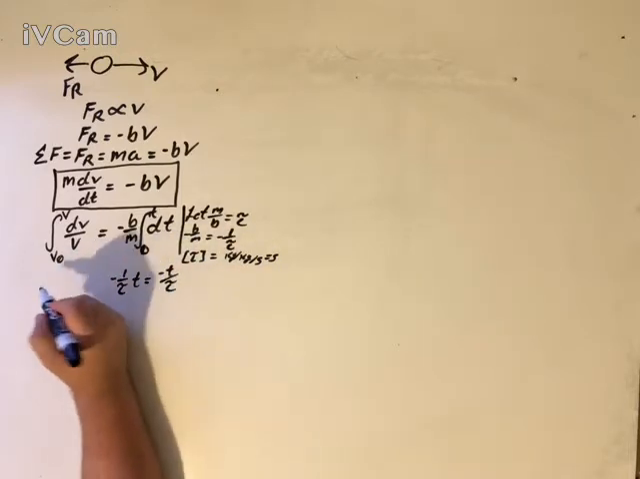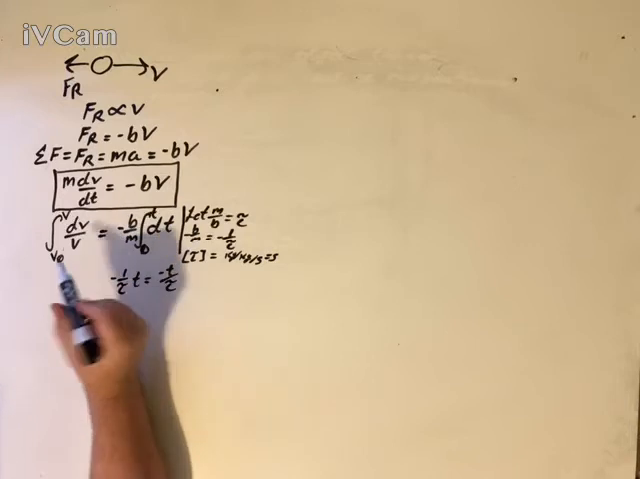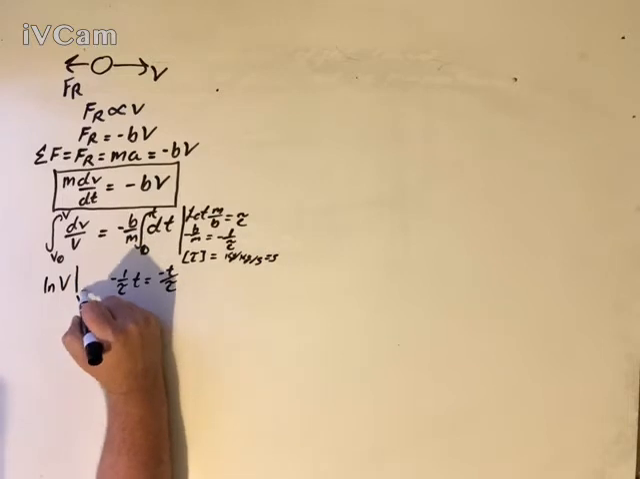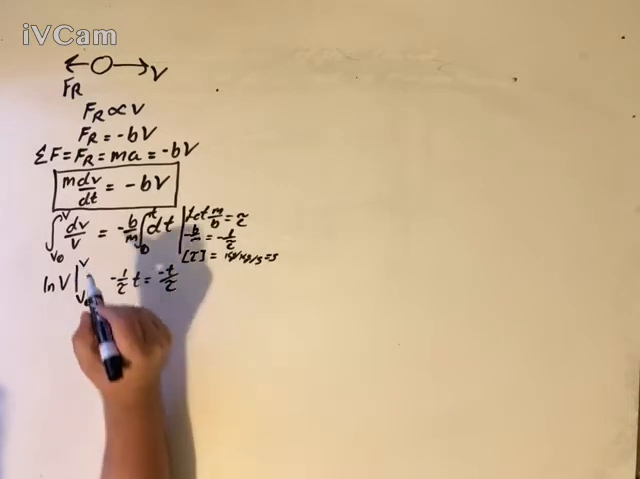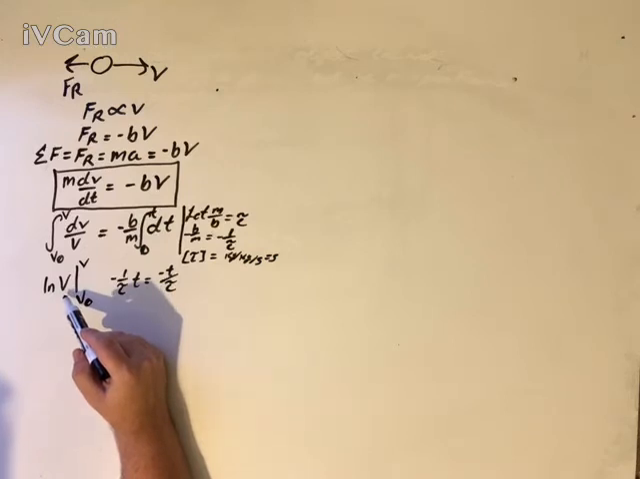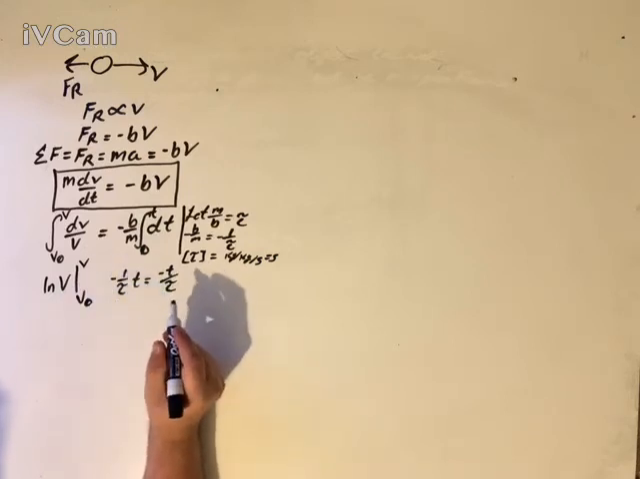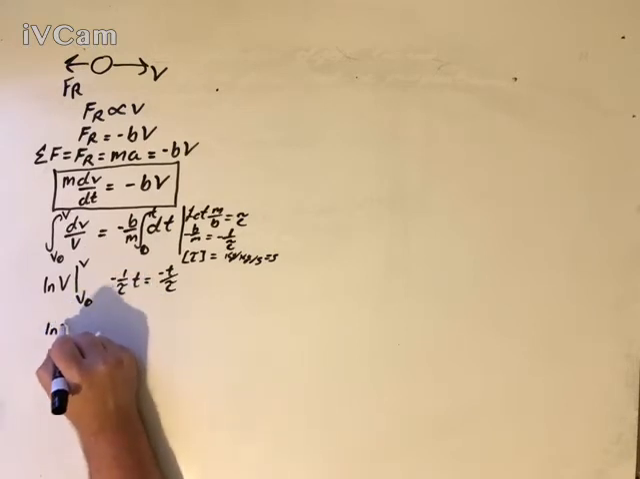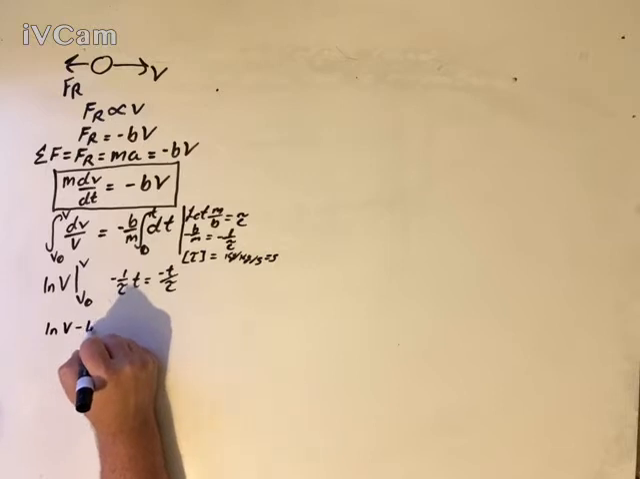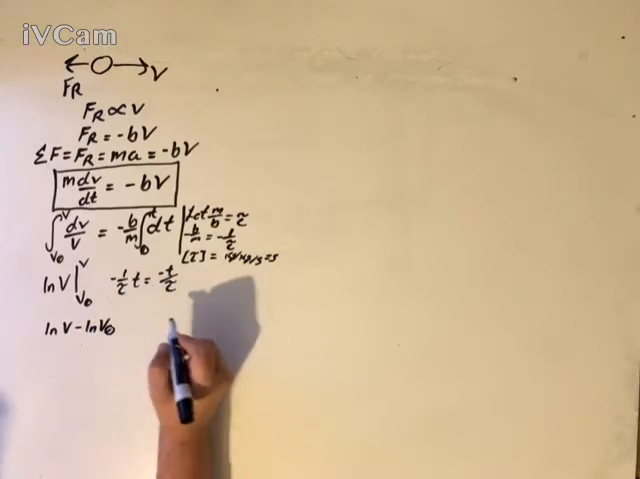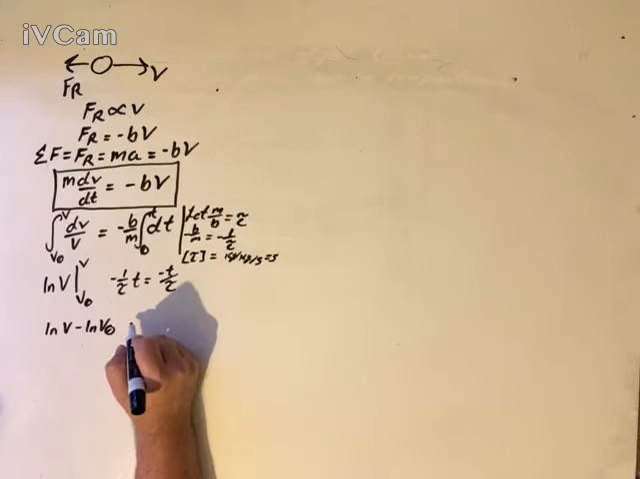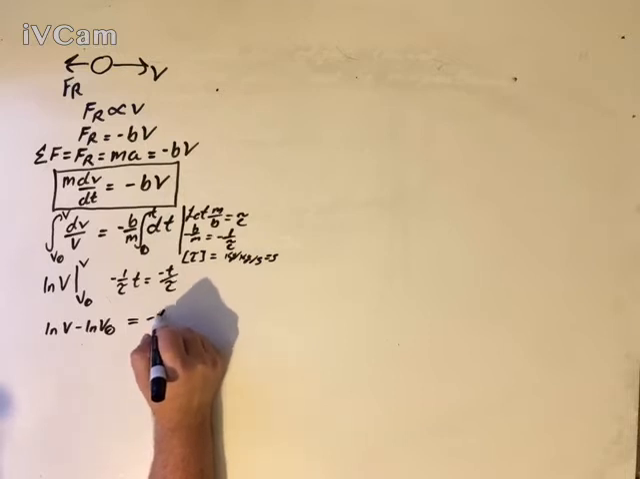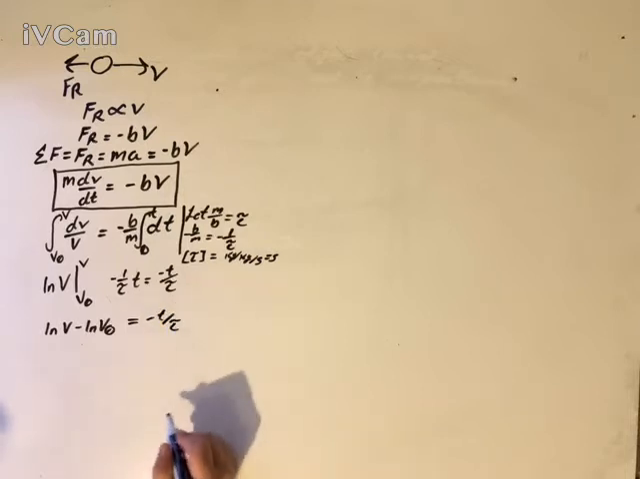On the left, well, I have dv over v, and that integral is going to be the natural log of v, and I'm going to evaluate that from the limits of v sub 0 to v. Now this should be the natural log of the absolute value of v, but our velocity has to be positive, so we can simplify this a little bit. Now again, on the left here, I can say the natural log of v minus the natural log of v sub 0 to evaluate that integral from our limits. And again, I can say that's equal to negative t over tau.